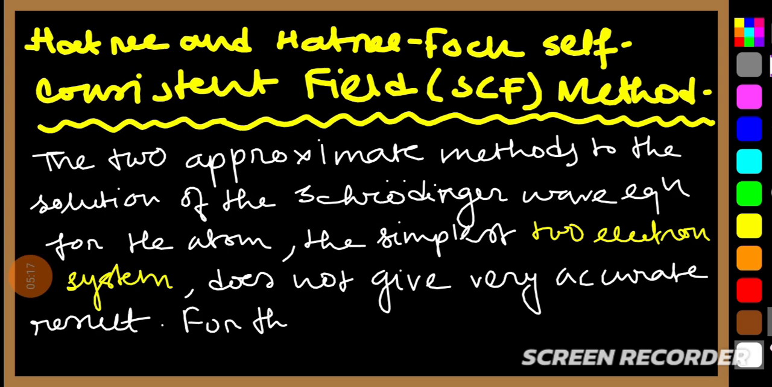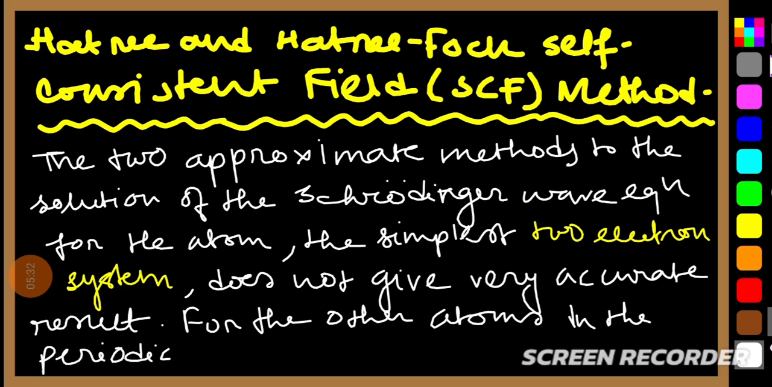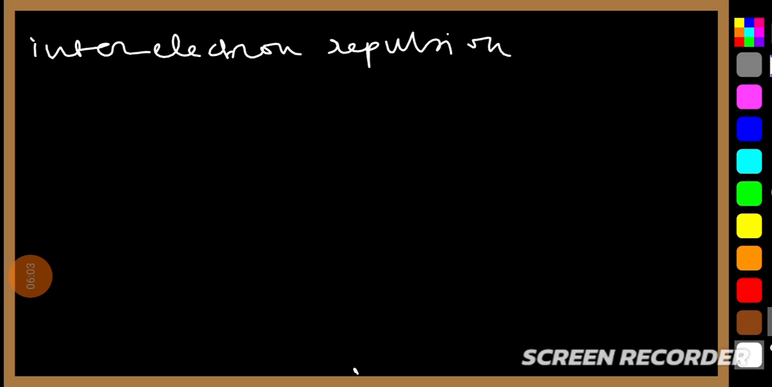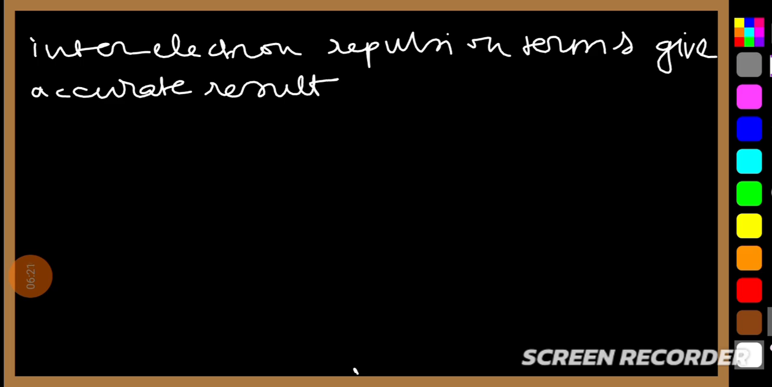For the other atoms in the periodic table, the number of electron repulsion terms give accurate results.